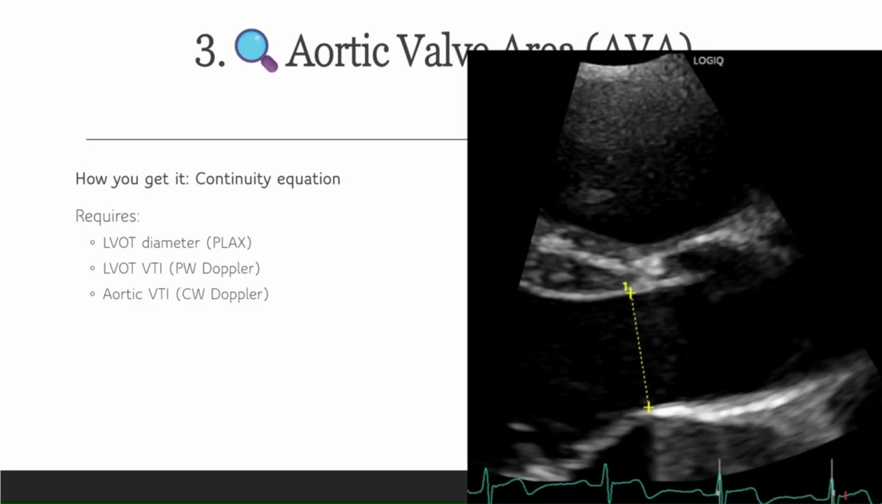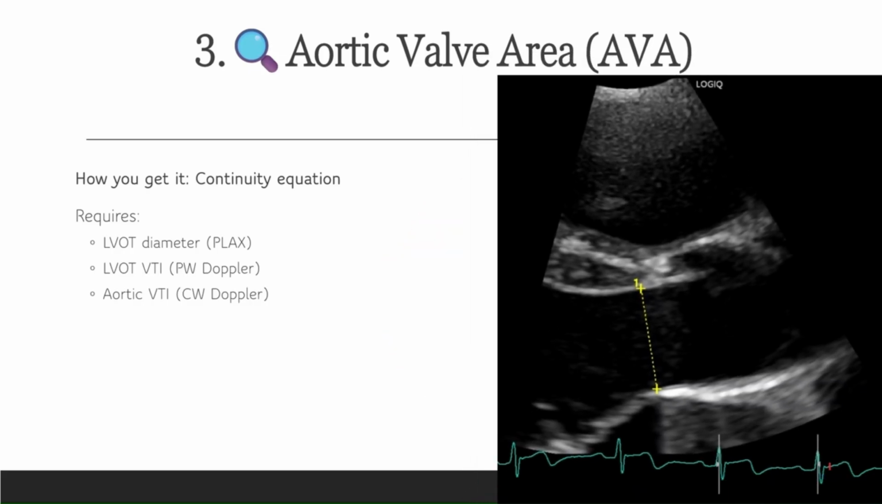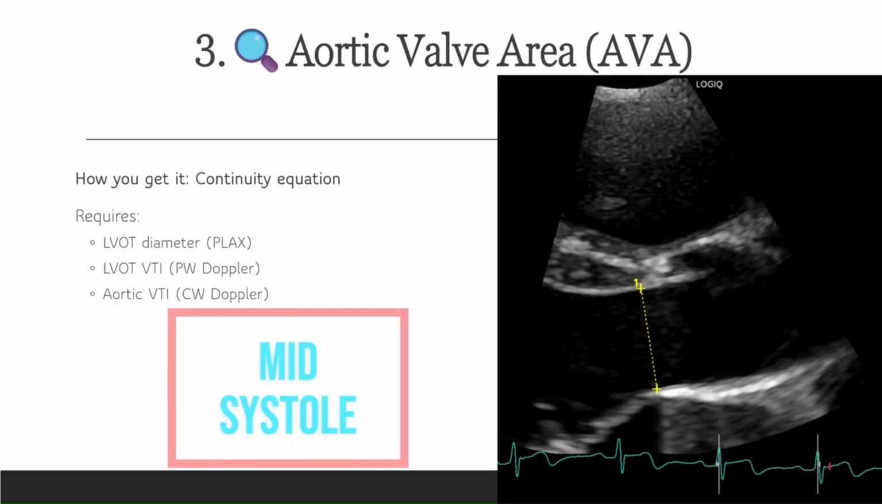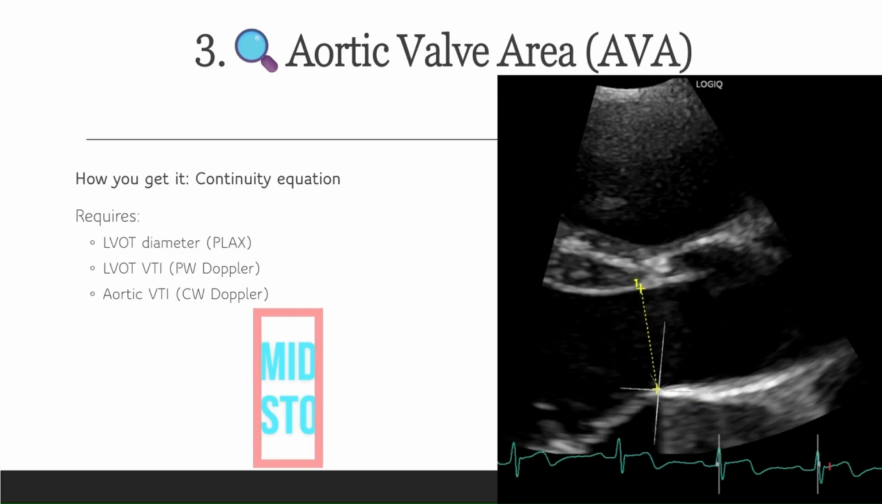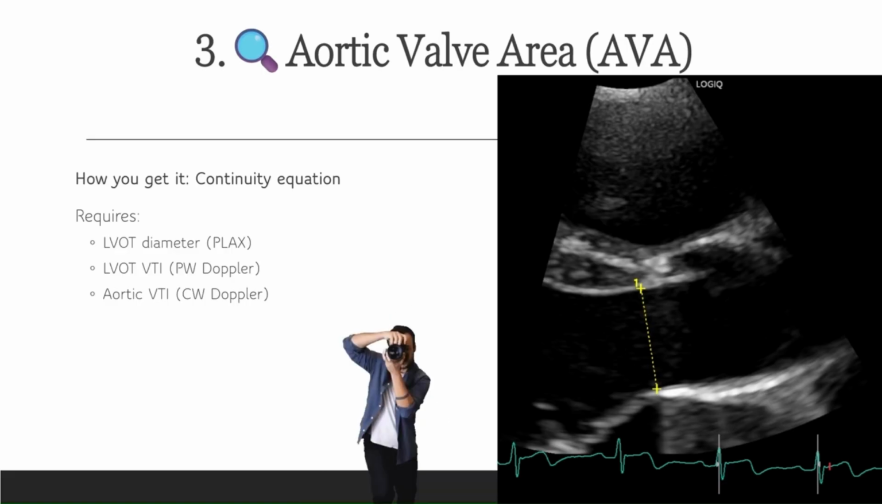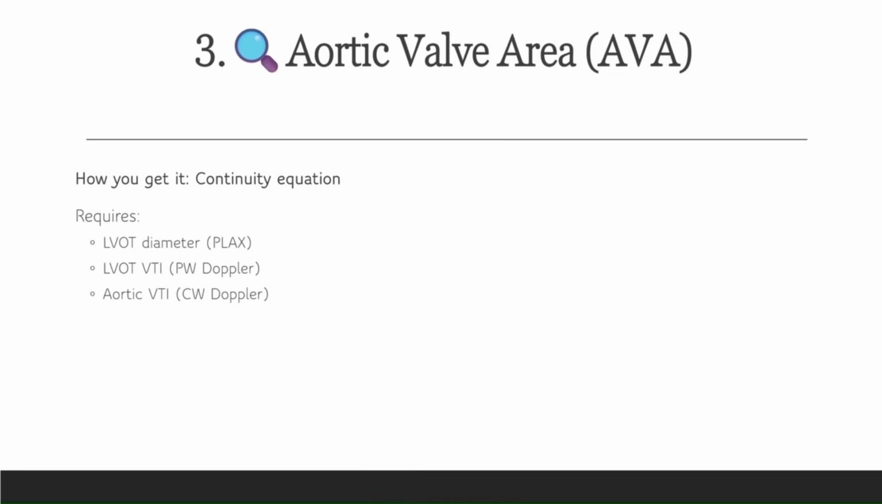1. Your LVOT diameter. This you acquire from plax. The goal: measure the LVOT just under the aortic valve in mid-systole. Place the calipers inner edge to inner edge at the LVOT. Measure across the LVOT where it looks most circular. Save the still image with the measurement.